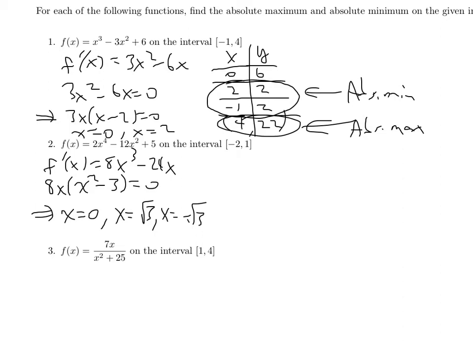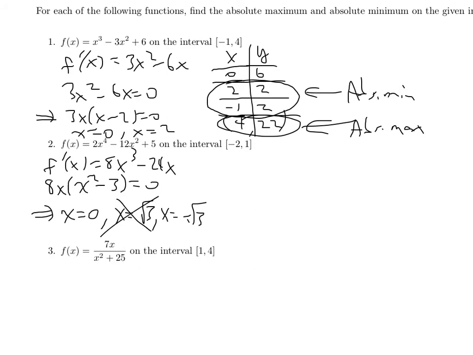Now, I'm only interested in those values that are on this interval. Certainly 0 is between minus 2 and 1. Square root of 3 is about 1.7, so it is not in this interval. Square root of 3 is bigger than 1. Negative square root of 3, on the other hand, is in this interval. It's about negative 1.7. So I get rid of the positive one. Something might happen there, but I don't care. I'm only interested in what the picture looks like between minus 2 and 1.